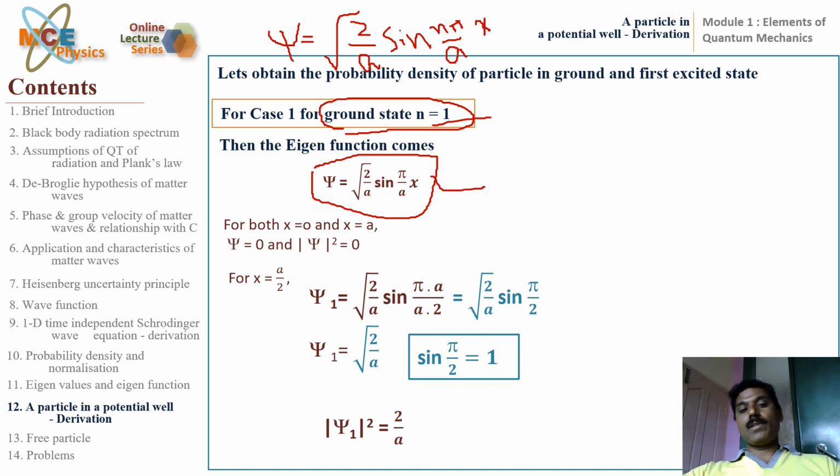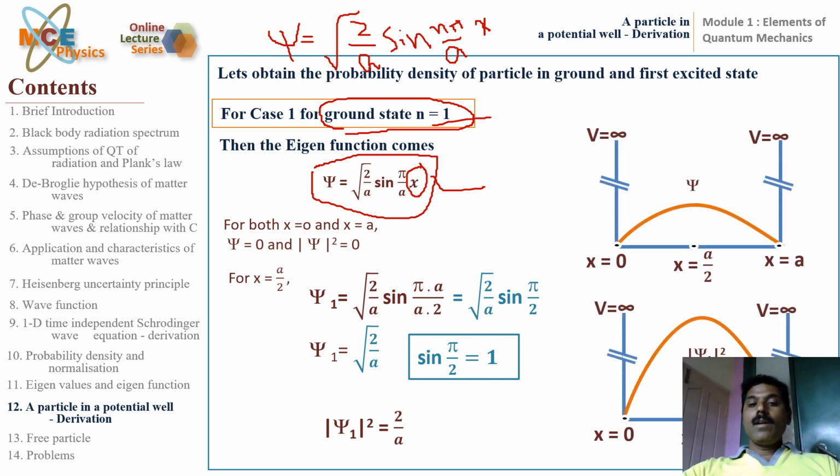This is the expression. And let us consider different values of x. Because when we take the potential well, here the x value varies from 0 to a. You can imagine an infinite number of x values: x equal to a by 3, a by 4, a by 5, a by 6, a by 7, a by 10, etc.